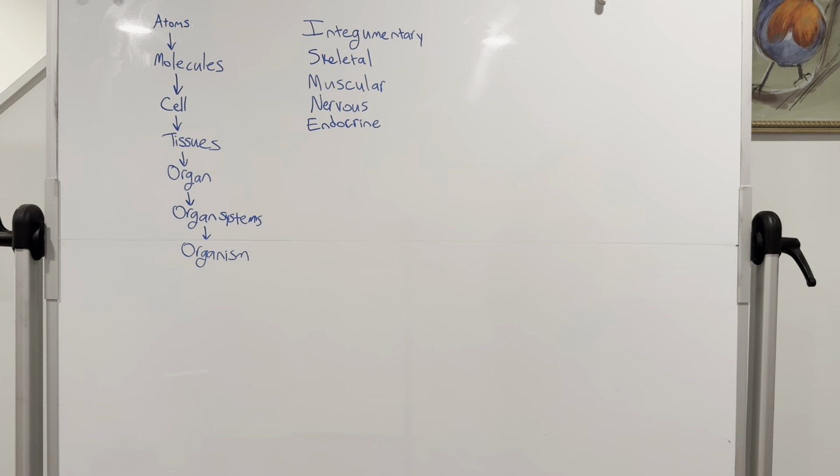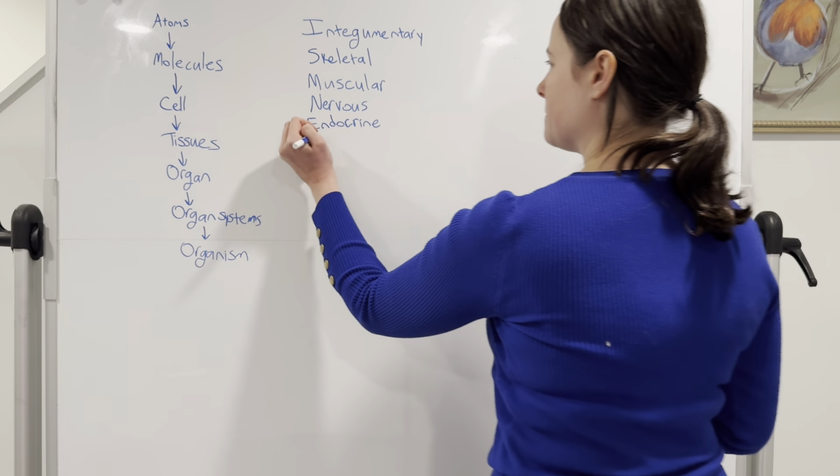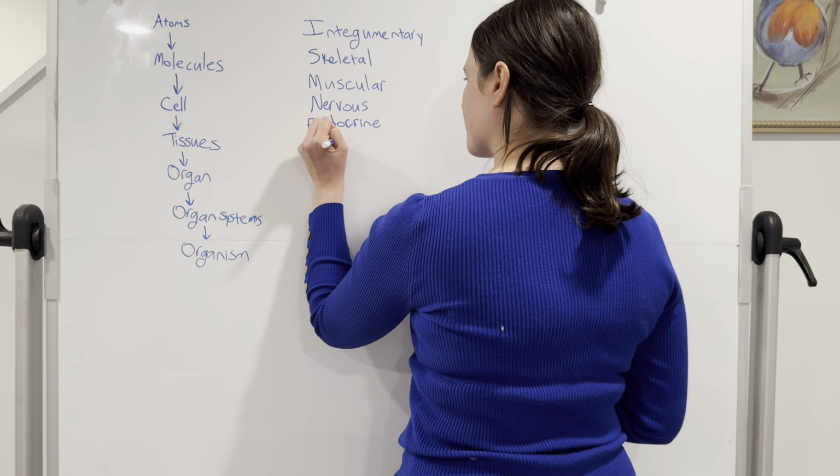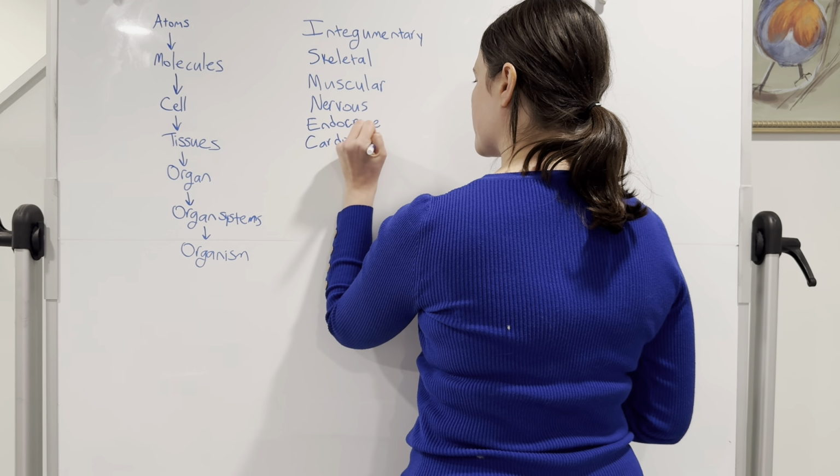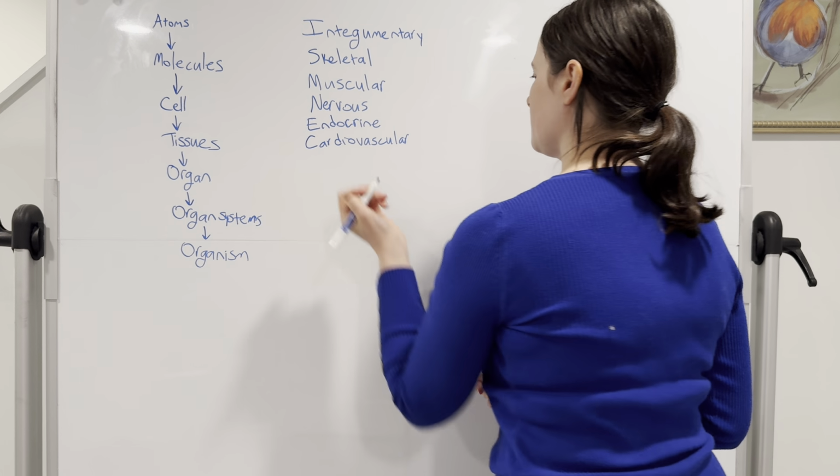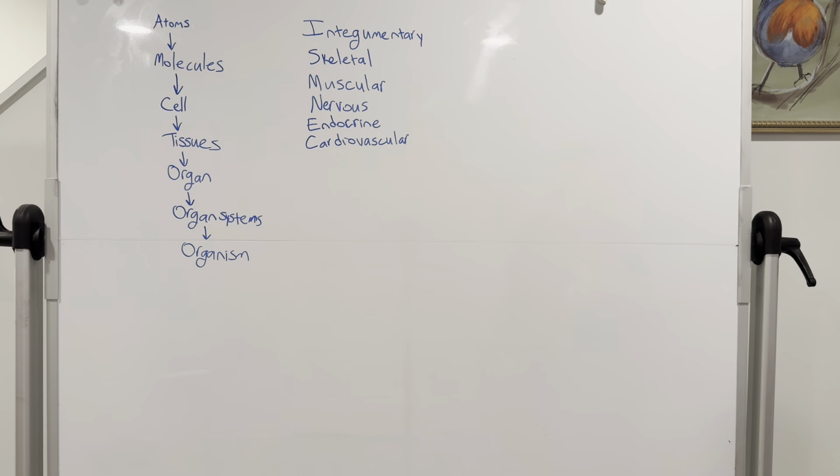Okay, so the endocrine system helps the body to maintain homeostasis by releasing hormones. So a bit slower than the nervous system, but they both kind of work together to help the body to maintain homeostasis. Okay, then we have the cardiovascular. Now this includes a lot of things, right? The heart, of course, blood, and blood vessels.